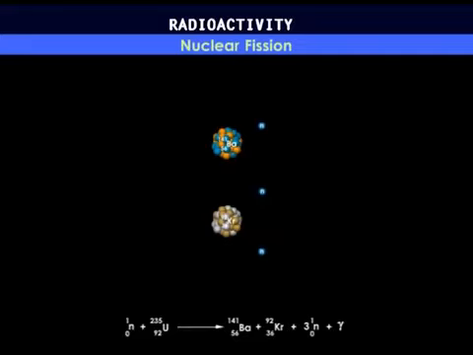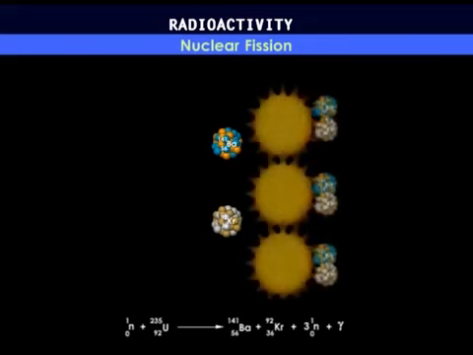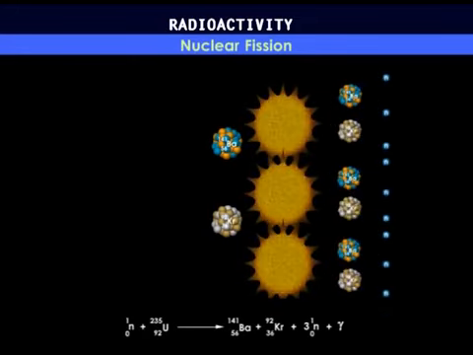These neutrons can be absorbed by other uranium-235 nuclei, resulting in a chain reaction. This leads to exponentially high amount of energy being released by a single reaction.